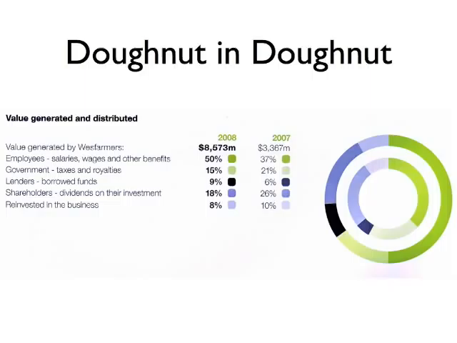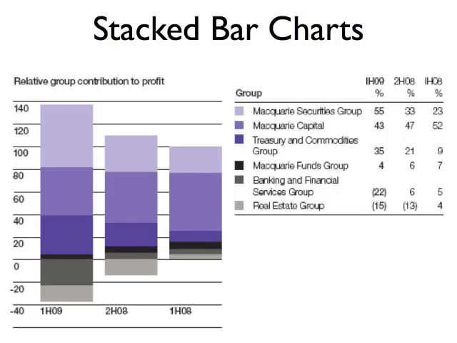This is from the 2008 annual report for Wesfarmers. Wesfarmers is the largest private employer in Australia. The middle circle is the 2007 figures. The outer circle is the 2008 figures. It's impossible. Bar charts can also be evil.